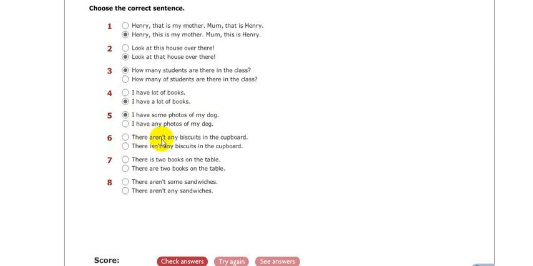There aren't any biscuits in the cupboard. There isn't any biscuits in the cupboard. The first one, why? Because it is plural and takes aren't. There is 2 books on the table. There are 2 books on the table. The second, because it is plural. There aren't some sandwich. Of course, some is not coming with negative sentences, so any is the correct one.